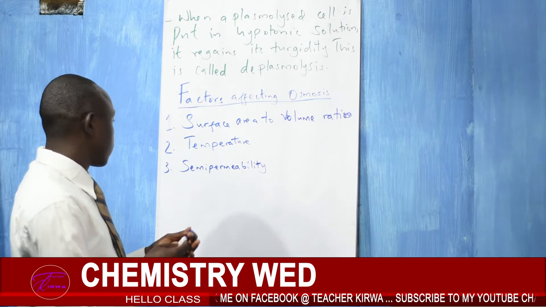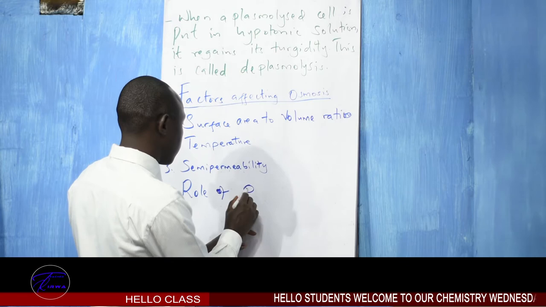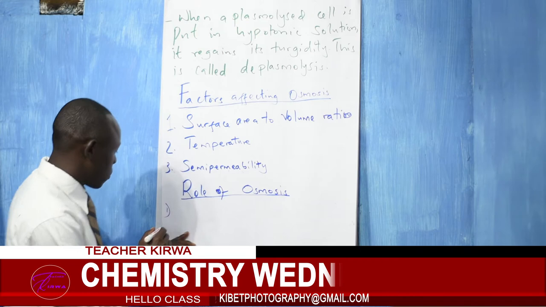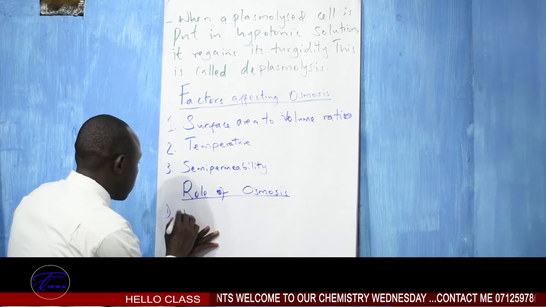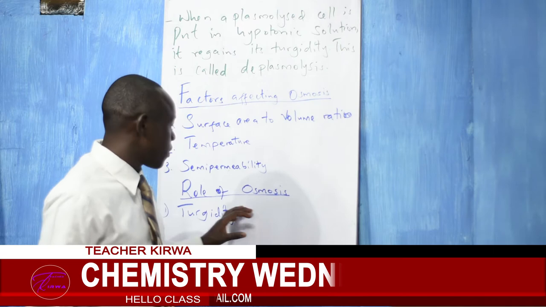Role of osmosis. I can mention a few and then you check on the others. Role of osmosis in plants and animal cells. Number one is responsible for turgidity. Turgidity in plants. When plants become turgid, they stand firm. They are erect, and therefore it enables them to trap enough light for photosynthesis to take place.